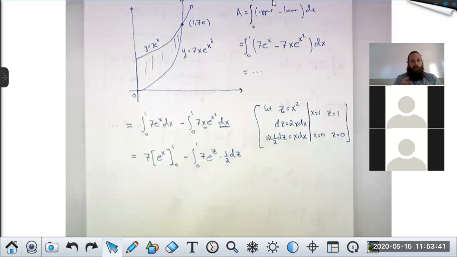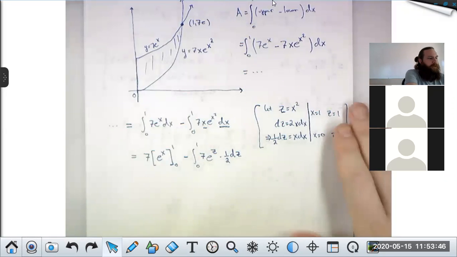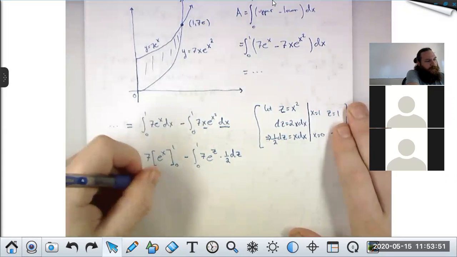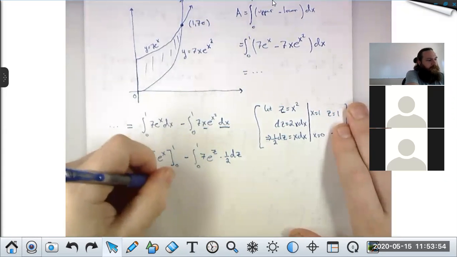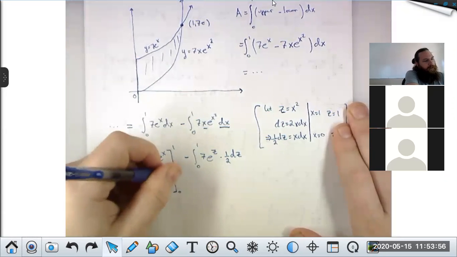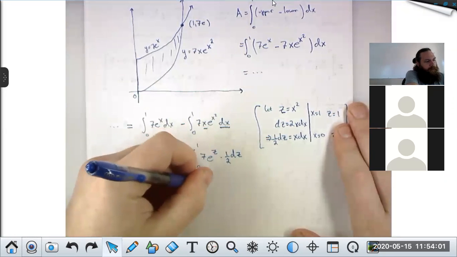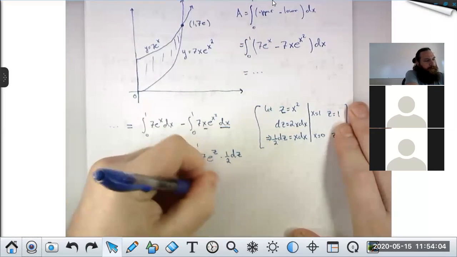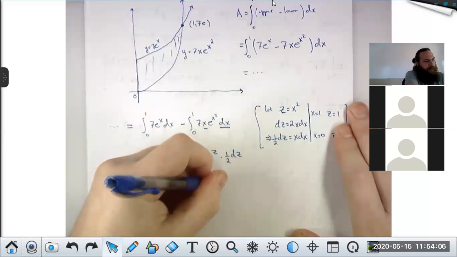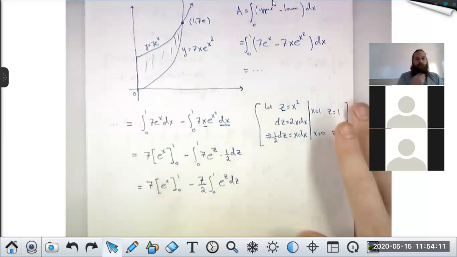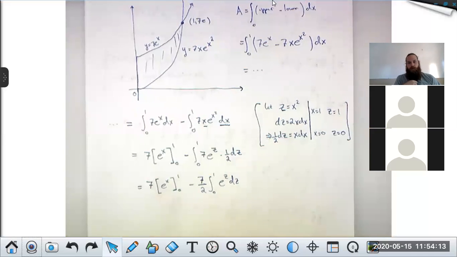Everything else is straightforward. The 7 and 1/2 can come together. Everything here is just being multiplied, and I can pop a 7/2 out of the integral. So this first guy, I'll continue writing him like he is. I won't evaluate him yet, just to keep everything nice and clean. Minus a 7/2 will come out of the second piece here, and I'll be left with the integral from 0 to 1 of e to the z dz. Any questions about how we got to this point?